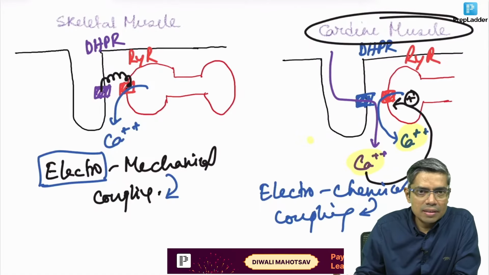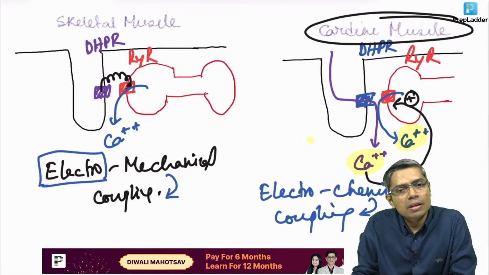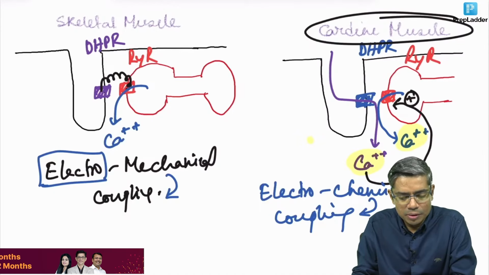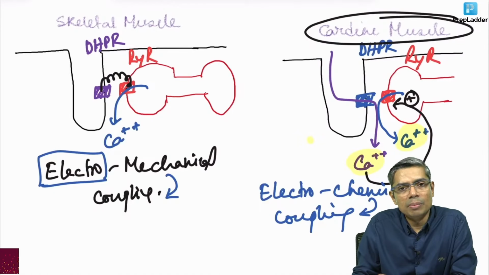Okay, because there are certain drugs which can cause contraction of the smooth muscle without any outside calcium also. So pharmacomechanical coupling, you have to remember about smooth muscle.